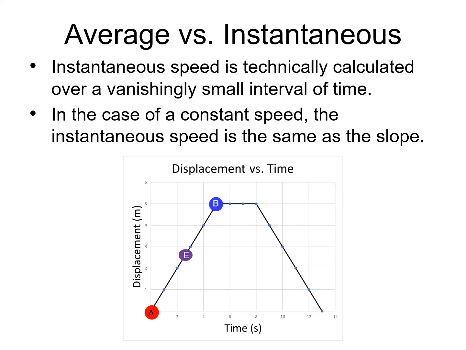Instantaneous speed means what is the object doing right now, not over some period of time. So technically, it means the interval of time is vanishingly small. It's not even a real thing. So in the case of a constant speed, the instantaneous speed is going to be the same at any given moment. Thank goodness for straight lines.